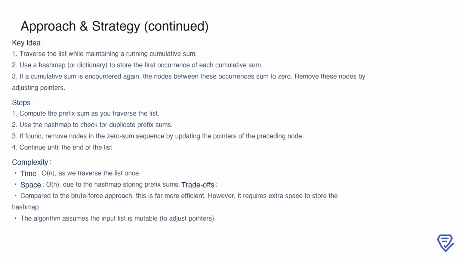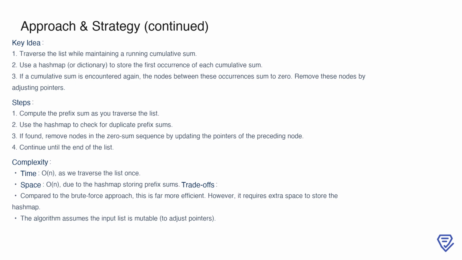As we traverse the list, we calculate a running cumulative sum. We store the first occurrence of each cumulative sum in a hash map, with the sum as the key and the corresponding node as the value. If we encounter the same cumulative sum again, it means the nodes between those two occurrences form a zero-sum sequence. To remove these nodes, we simply adjust the pointers of the preceding node to skip over the zero-sum sequence. This process ensures that we only traverse the list once, resulting in a time complexity of n.